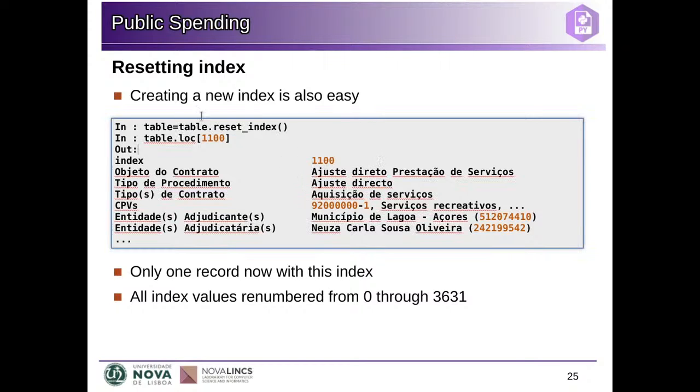So if we reset the index, it will start at 0. And now if we ask for the entry with the 1100 index value, we still get the old index. So when you reset the index, Pandas adds a column with the old index that was discarded when it generated a new one, but now we have only this entry. So we have this contract with this value and so forth. Okay, so now we have all the indexes renumbered from 0 to 3,631, which is the number of records remaining after throwing away the duplicates.